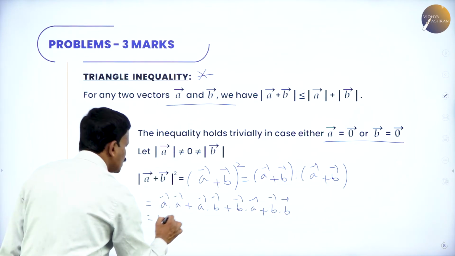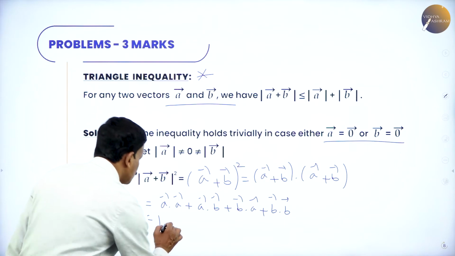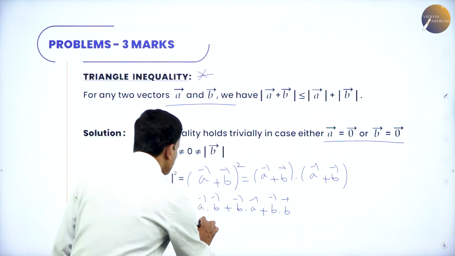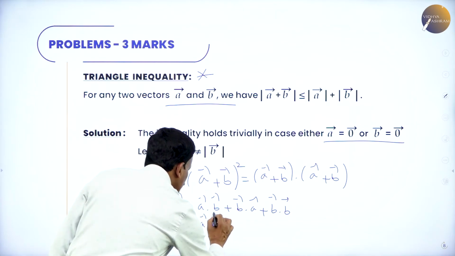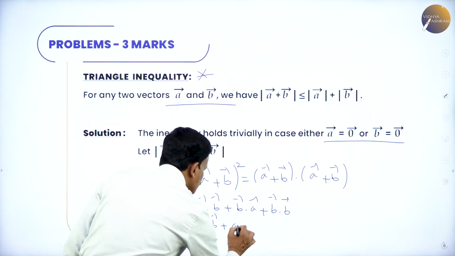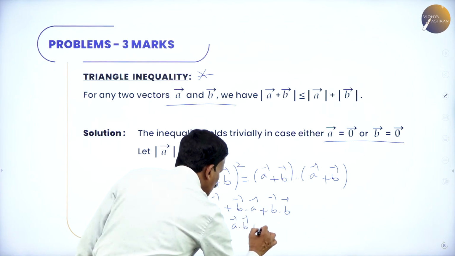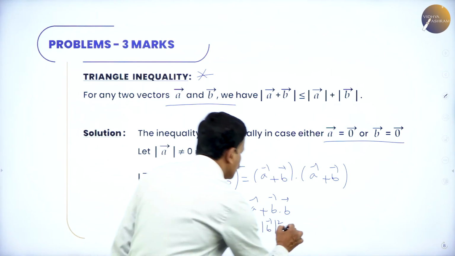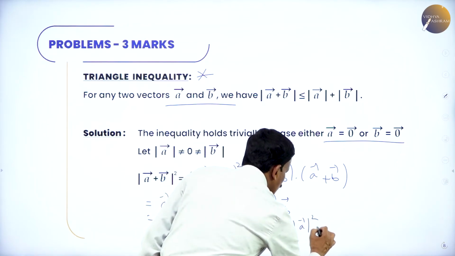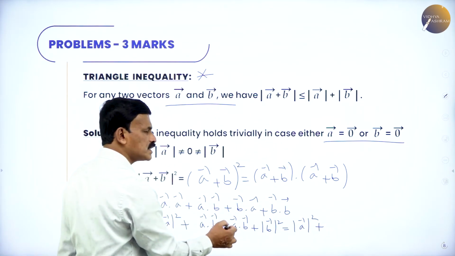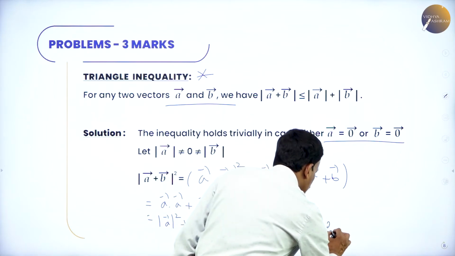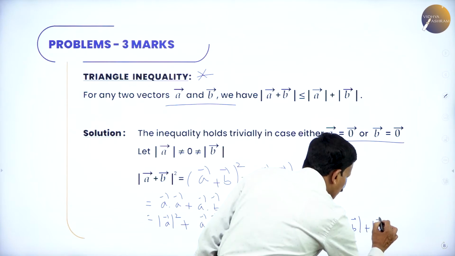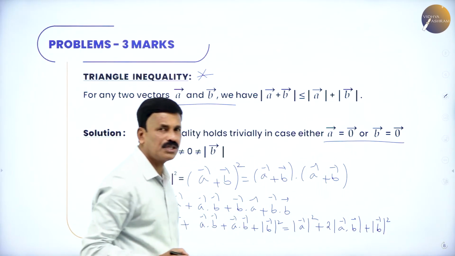So this can be written as the length of vector A dot A, which is nothing but the length of vector A square, plus vector A dot B plus B dot A, which is also equal to vector A dot B, plus the length of vector B whole square. This can be written as the length of vector A whole square. Again, A dot B plus A dot B is nothing but 2 times A dot B. This can also be written as the magnitude of A dot B plus the length of vector B whole square.